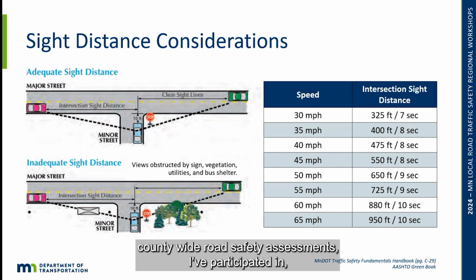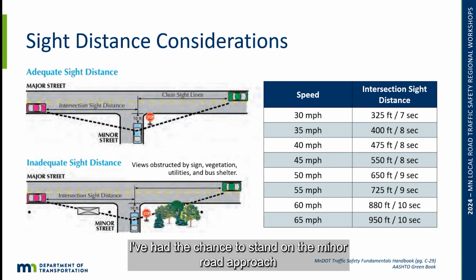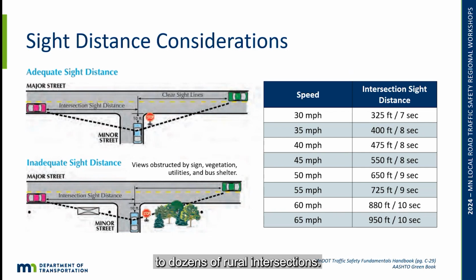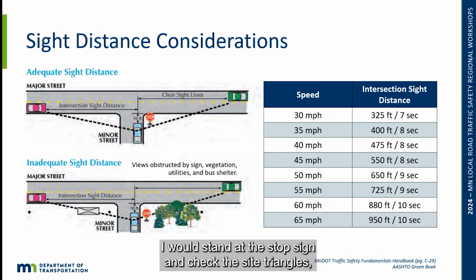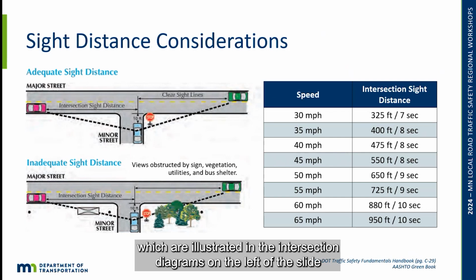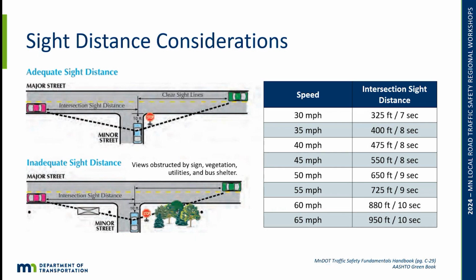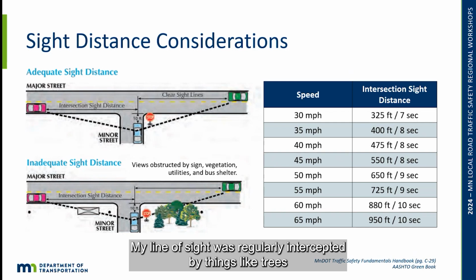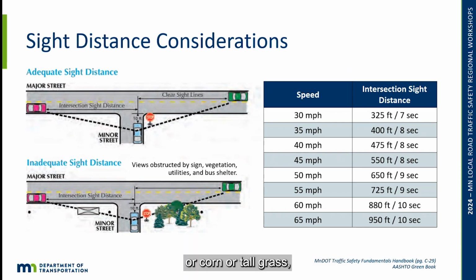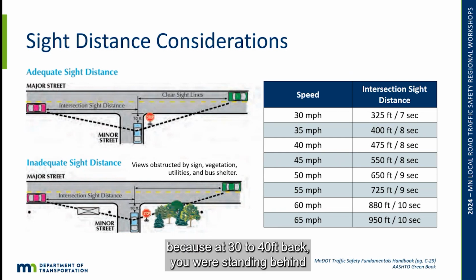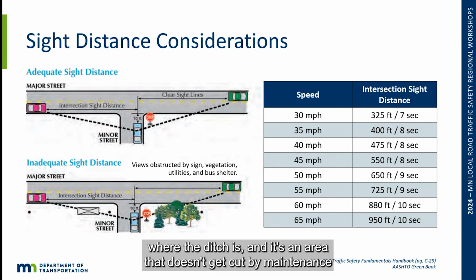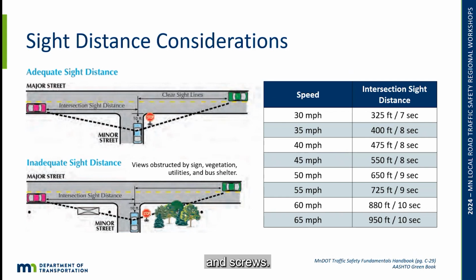As part of county-wide road safety assessments I've participated in, I've had the chance to stand on the minor road approaches to dozens of rural intersections. I would stand at the stop sign and check the sight triangles, which are illustrated in the intersection diagrams on the left of the slide. At the typical stop sign location, 30 to 40 feet back from the through road, my line of sight was regularly intercepted by things like trees or corn or tall grass, because at 30 to 40 feet back, you are standing behind where the ditch is, and it's an area that doesn't get cut by maintenance crews.